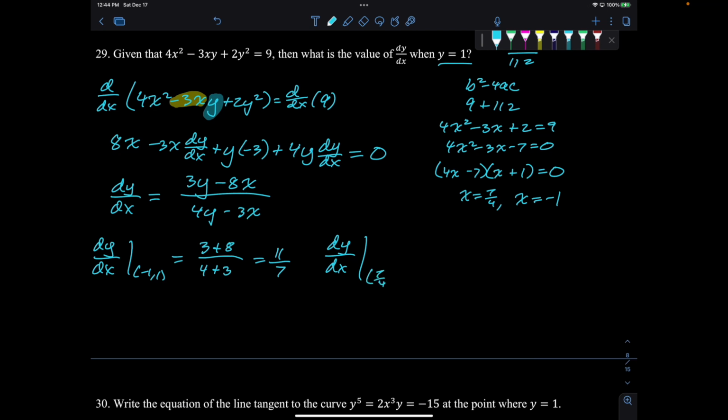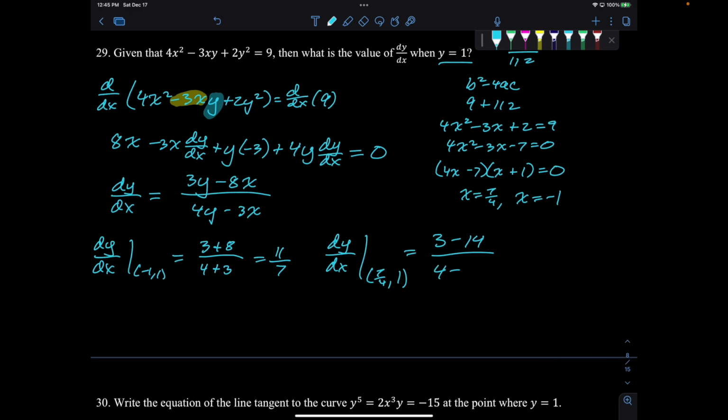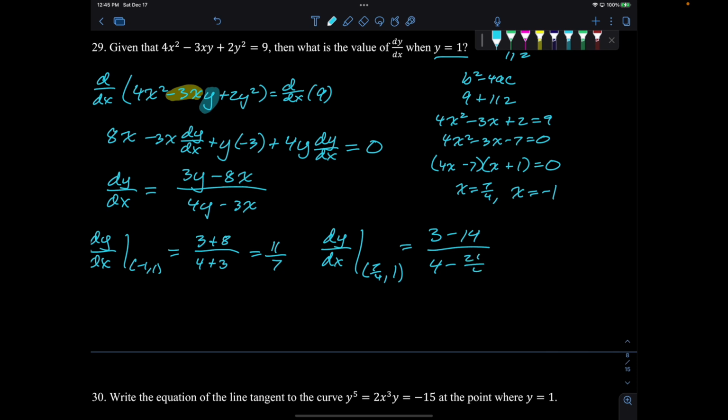Oops, nope. 7/4 and 1, because y is 1, right? So this will give me 3. So I have 8 over 4 is 2 times 7 is 14. And then I get 4 minus, oh man, 21/4. This can't be what I meant. I mean, it could be, but why did I do this? 16 minus 21 is -5/4. So I'm getting 44 over 5. These are the two answers that I've gotten.